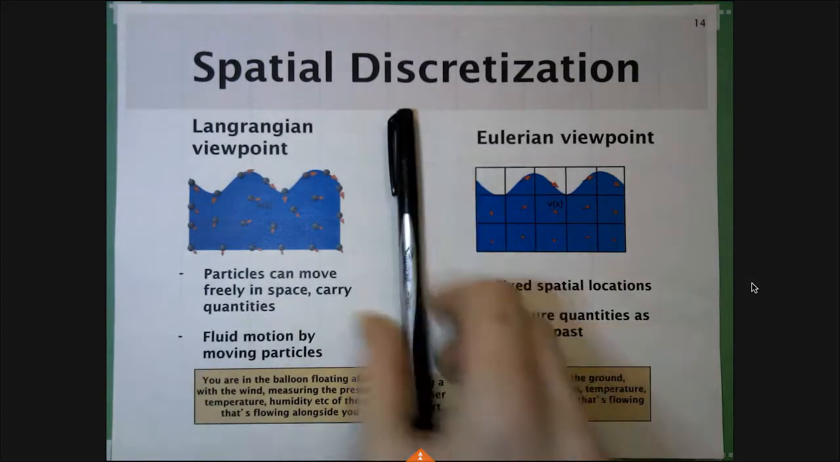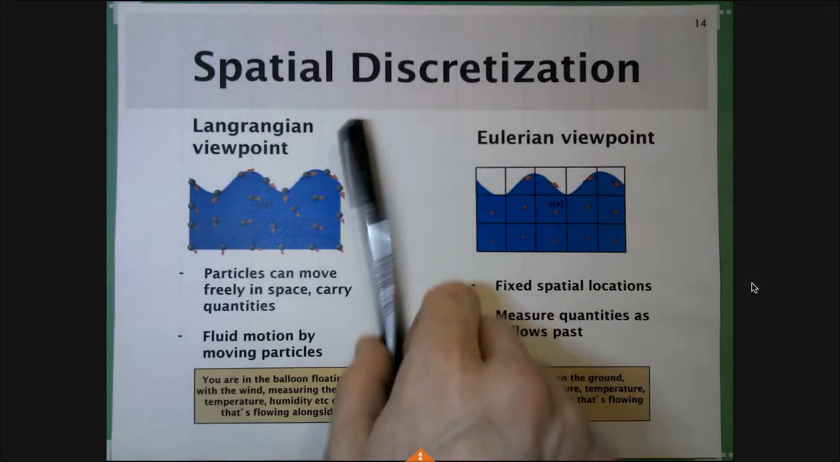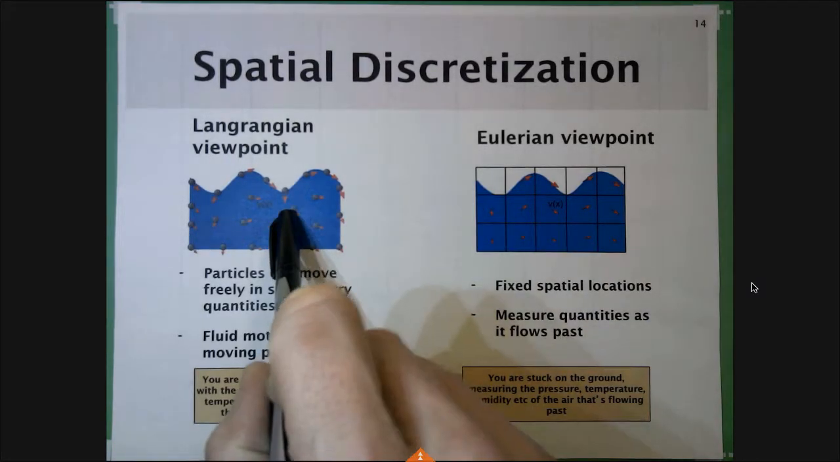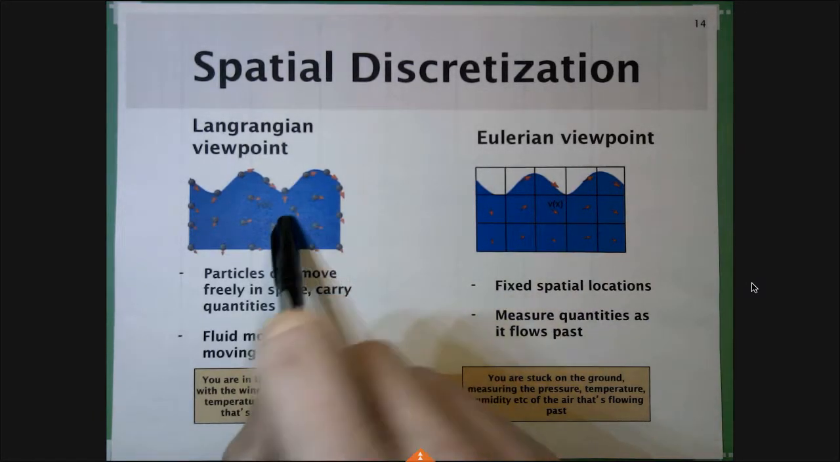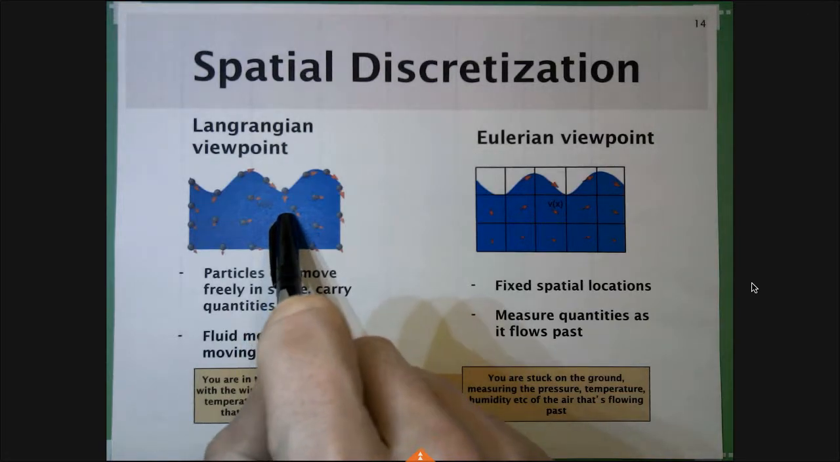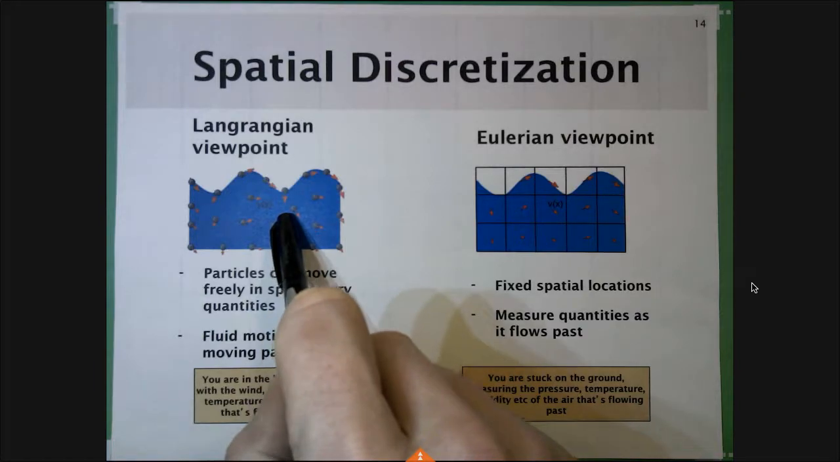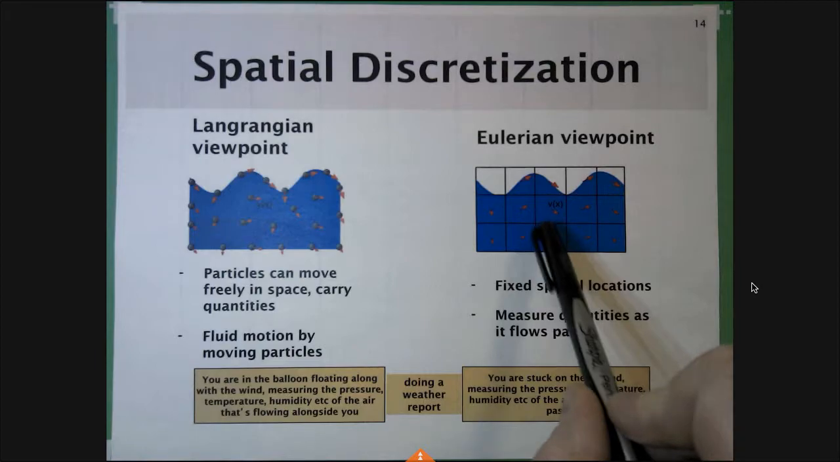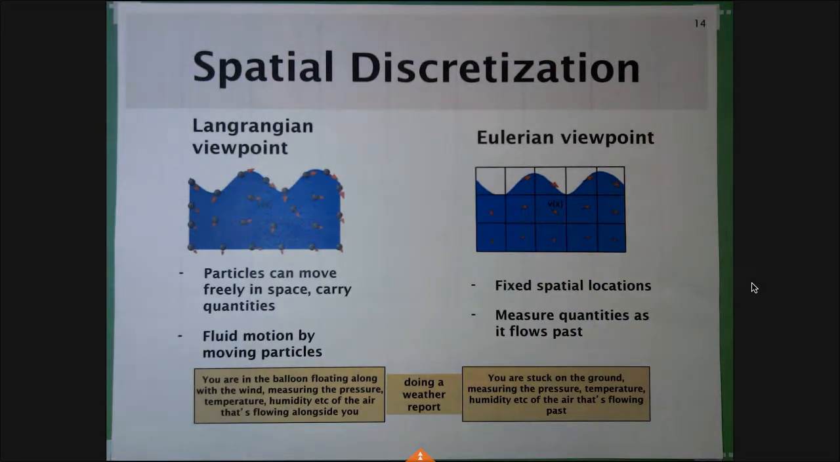Now, on the other hand, the Eulerian viewpoint means that the observer is not sitting on a particle. So in a Lagrangian viewpoint, the observer is sitting on the particle and measuring the properties of the fluid at a particle, like the temperature or pressure or velocity, whatever. In the Eulerian viewpoint, the observer is fixed. So we have a grid. That's why we call it a grid-based method sometimes.